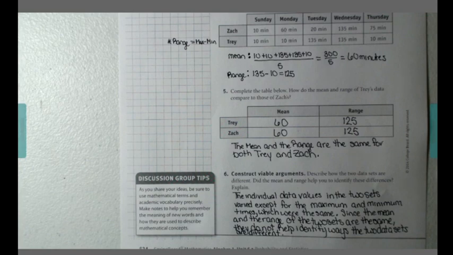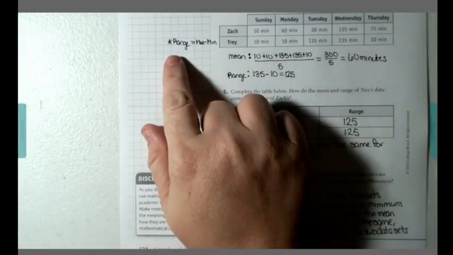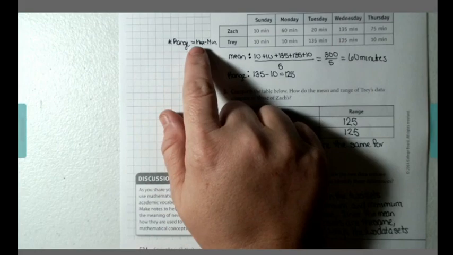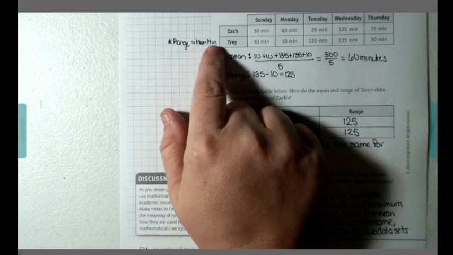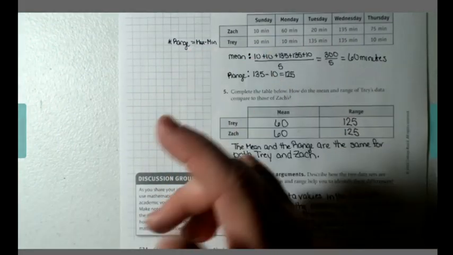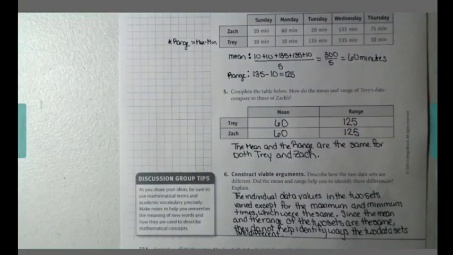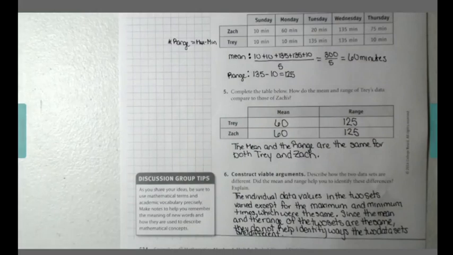As you can now see, the answers to questions 4 through 6 have now been provided. I did make a note before I started number 4 to find the range. It's the maximum value minus the minimum value, so largest minus smallest. Whenever I worked through Trey's data, I got 60 minutes for the mean. And for my range, my highest value was 135. My lowest value was 10. So therefore, that was 125.